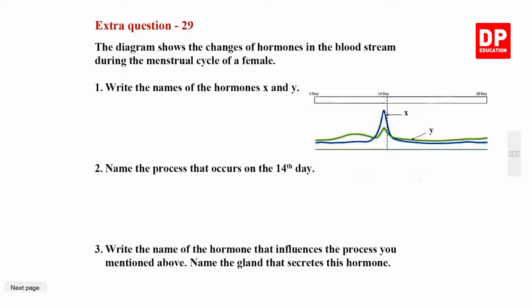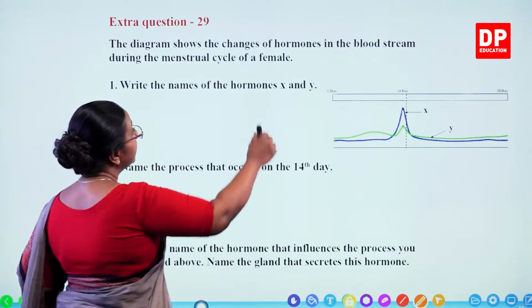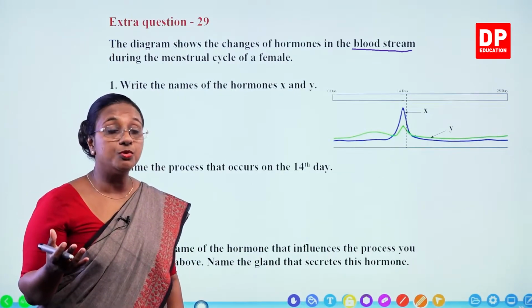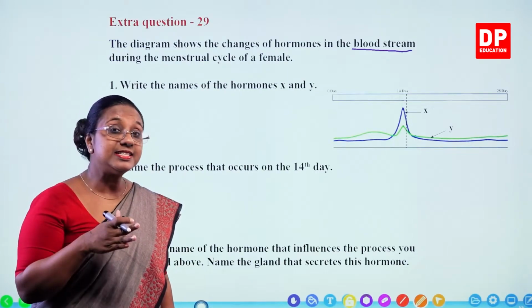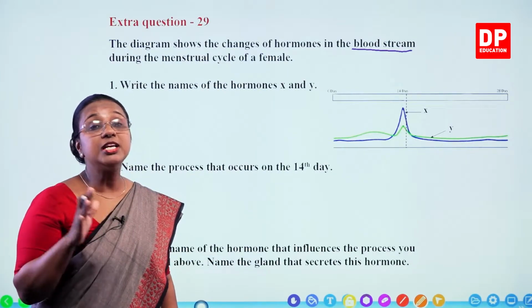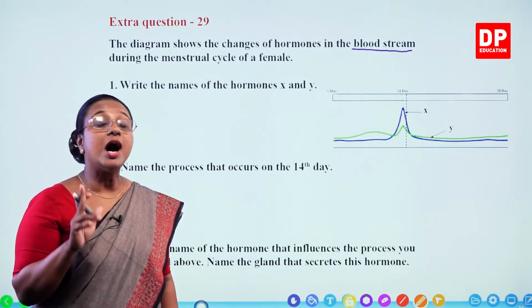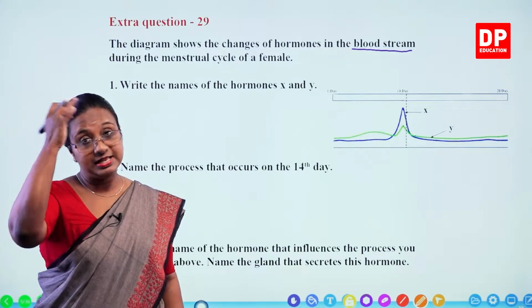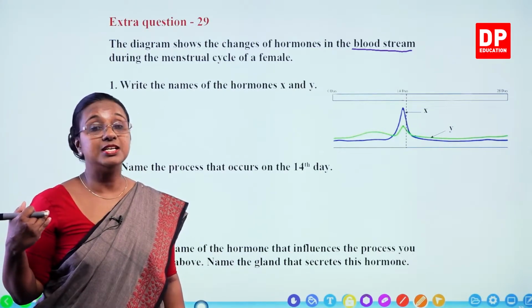Extra question 29. The diagram shows the changes of hormones in the bloodstream during the menstrual cycle. So why in the bloodstream? You all know there are different organs that produce hormones. Ovary is one, it produces progesterone and estrogen. At the same time, you all can remember students, follicle stimulating hormone and the luteinizing hormone. Those 2 are produced by the pituitary gland. That is the gland present within the brain. So from there, the hormones are released into the bloodstream.